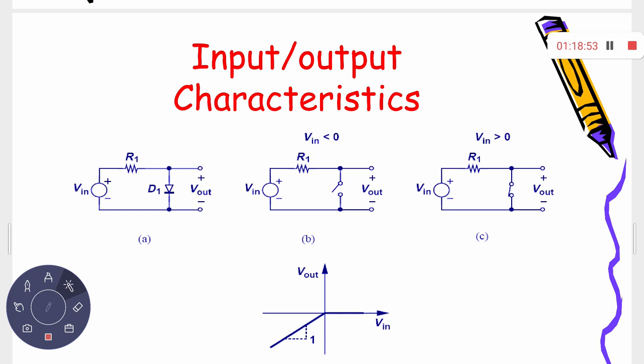Now here, when the diode is off, it is open circuited, and therefore there is no current flowing. So there is no drop across this R1. So whatever be the input that you are applying, no drop. So VIN minus this drop is equal to this voltage. So VIN is equal to VOUT. But remember, that is happening when VIN is less than 0.